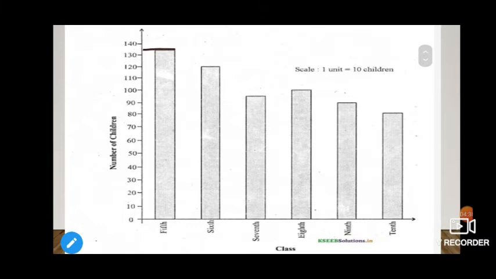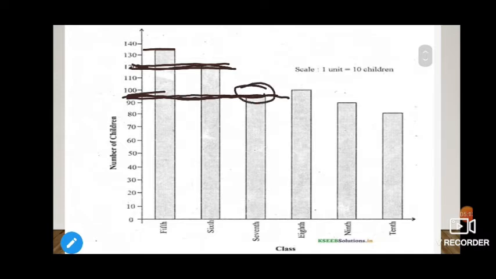Our next is the 6th class. 6th class students are 120. So where is our 120? Keep your scale on 120. To that level we have to draw the height of the 6th class. Next, 7th class. 7th class is 95. So it should be exactly in between 90 and 100. After that, for the height of the bar, you please keep your scale like this and measure exactly to this height and draw.